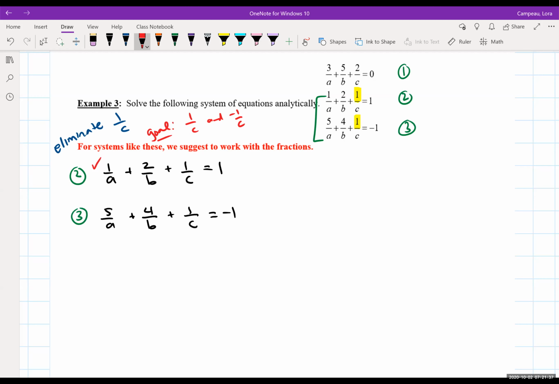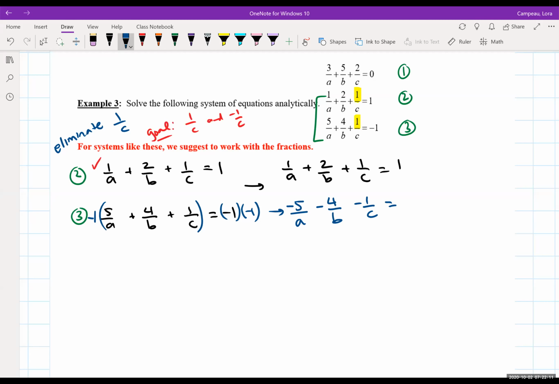So I'll just rewrite this over again. I have 1 over a plus 2 over b plus 1 over c equals 1. My goal would be to multiply equation 3 by -1 on both sides. If I do that, the fractions will still be there, but we'll have negative coefficients. So -5 over a minus 4 over b minus 1 over c equals -1 times -1 gives us a +1.